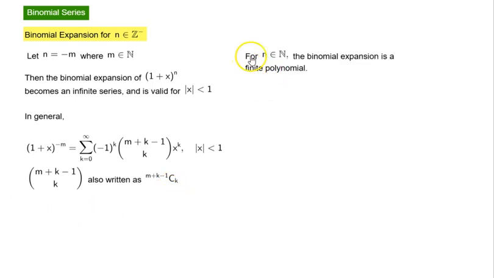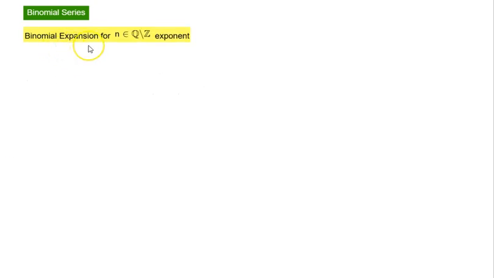So for n in natural numbers, the binomial expansion is a finite polynomial. Whereas for n in negative integers, the binomial expansion is an infinite series valid for absolute value of x less than 1. Now let's look at binomial expansion for n in Q backslash Z. What does that mean? It means rational numbers excluding integers.